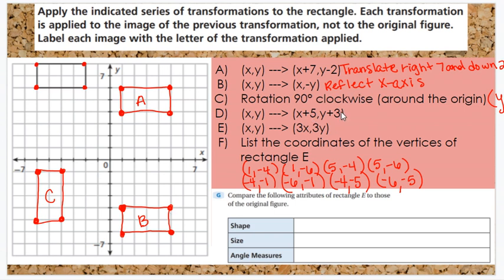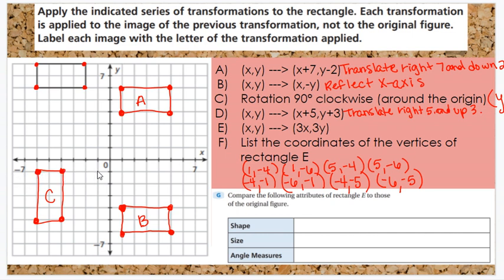All right, D, we're going to add 5 to the x value and add 3 to the y value. So this will be a translation. X plus 5 means right 5, and y plus 3 means up 3. So we're going to take each of these points and count right 5 and up 3.